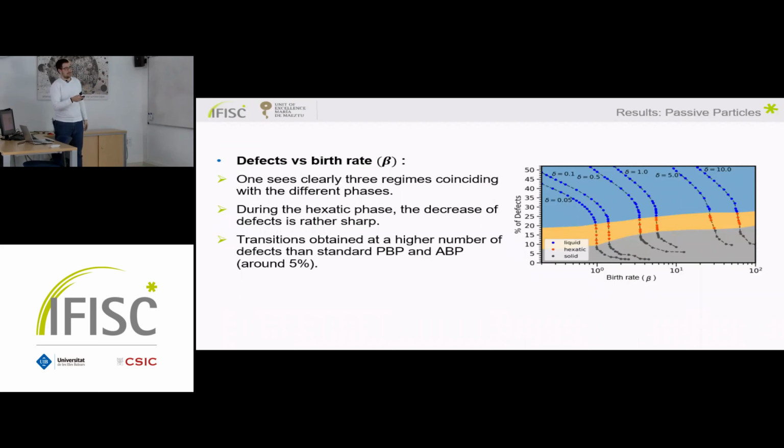in our case, we think that these transitions come from 10 to 20 percent of defects. In the standard case, where we do not have demographic events, we choose the number of particles and they are fixed. In those cases, this is around 5%. It means that in our case, due to the demographic events, the number of defects is higher.